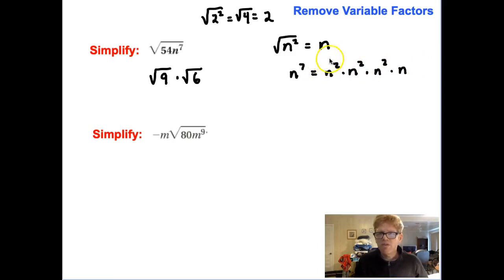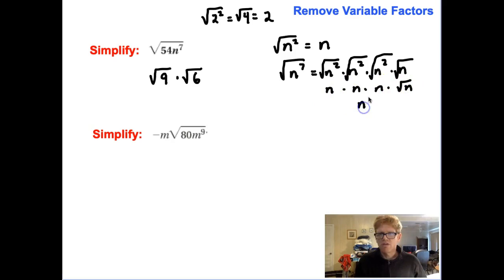Now each one of these n squareds, when we take its square root, gives us just n. If we want to take the square root of n to the 7th, we take the square root of each n squared, and that gives us just n. And the square root of n is equal to, well, the square root of n. And we are left with n to the 3rd times the square root of n.